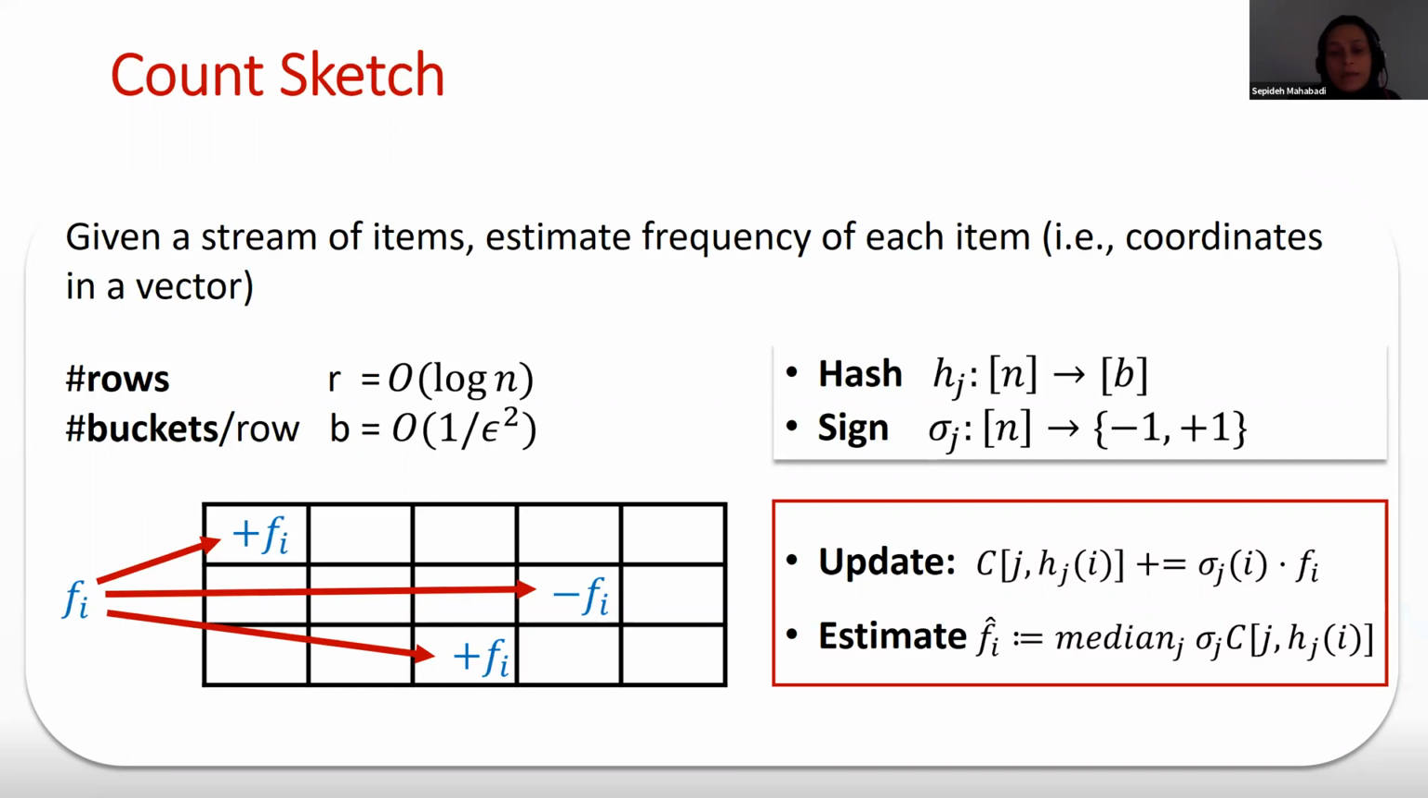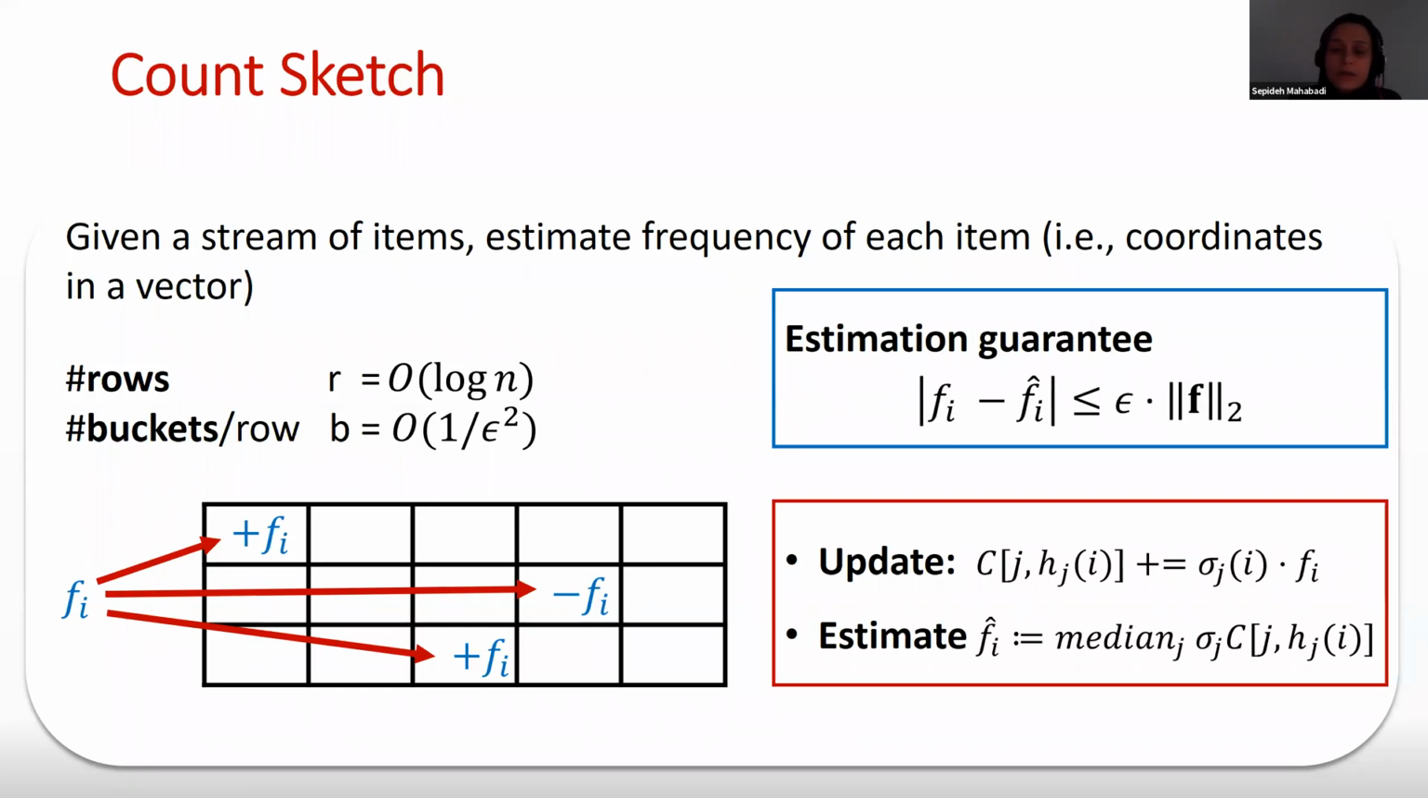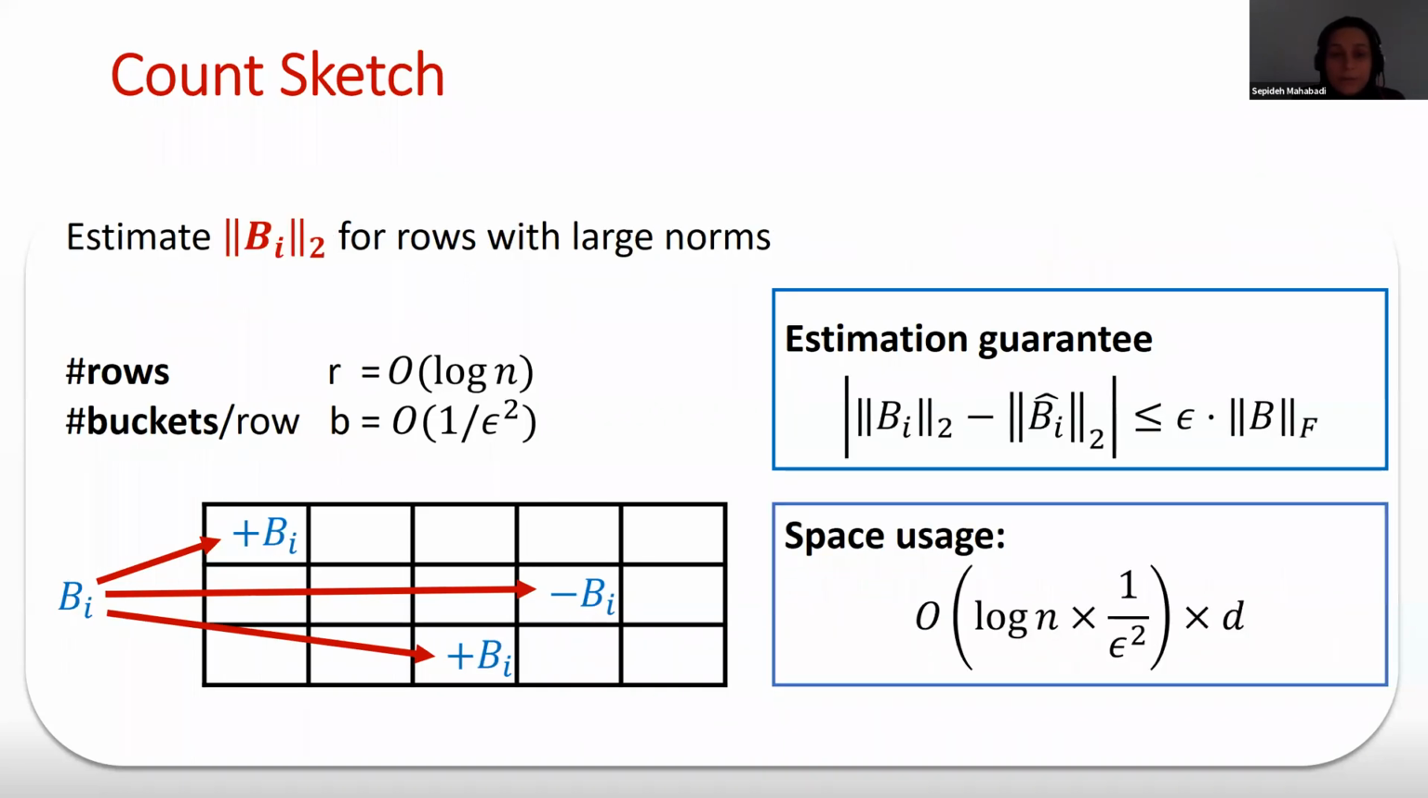It's known that if we do this, then the total error that we get is going to be epsilon times the L2 norm of f, in an additive manner. So the difference between the true value and our estimate is going to be at most epsilon times the 2-norm of f. Okay. So now we just want to generalize this approach to matrices.